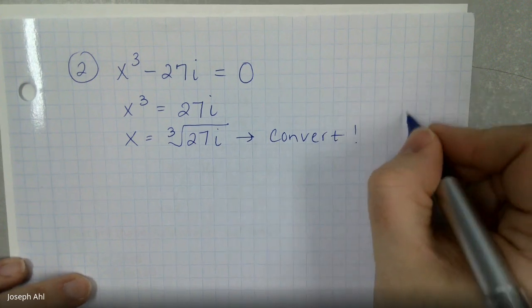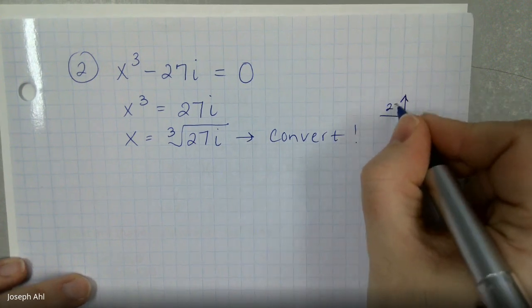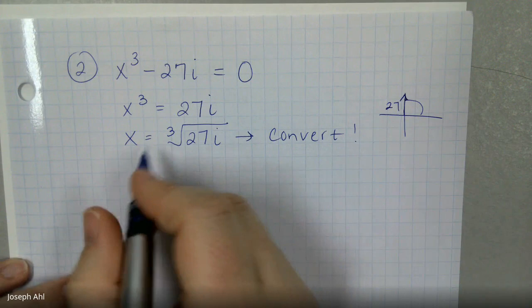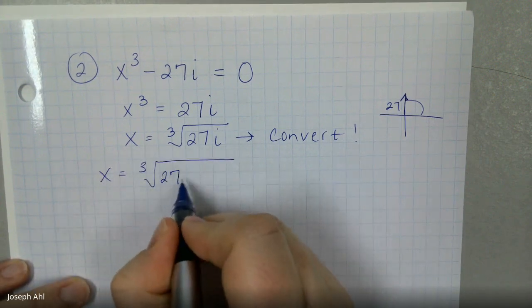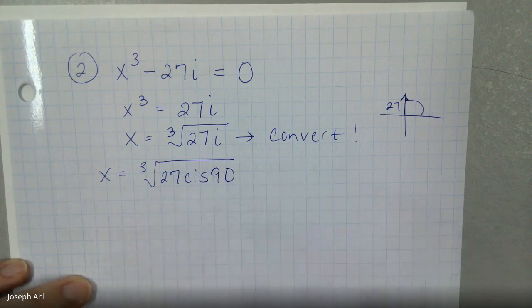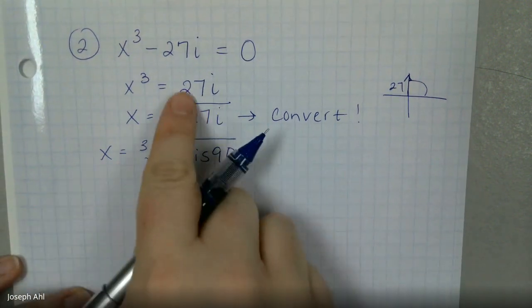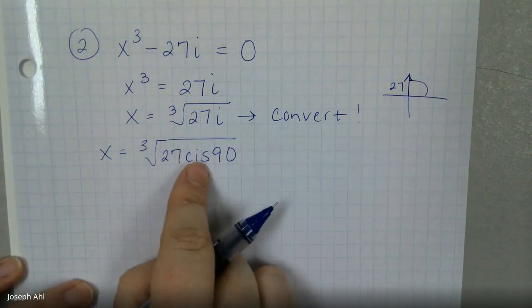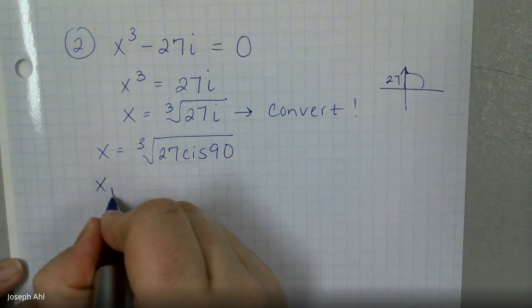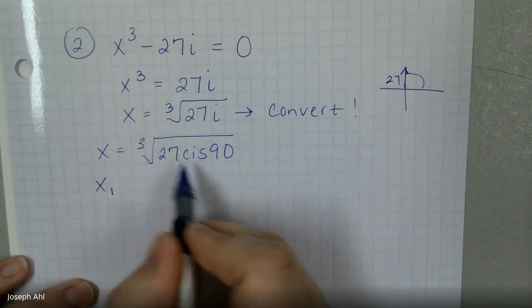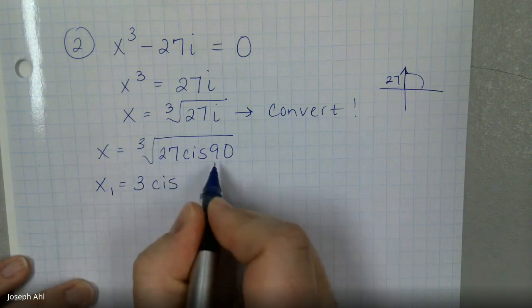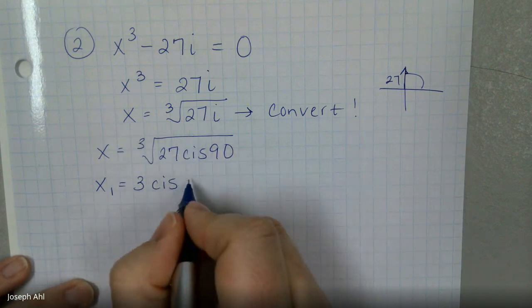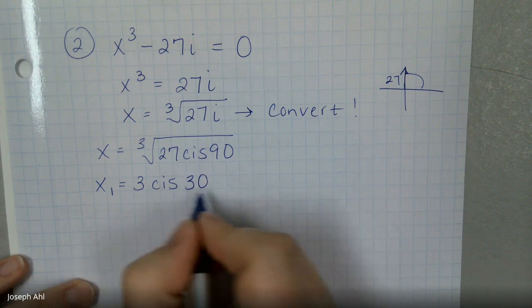Well, 27i would just be going up 27, so the angle there is 90. 27i converts to the cube root of 27 cis 90. So we got x alone, we converted to polar form. Your next step to get your first solution, the principal root, is apply DeMoivre's theorem. Take the cube root of 27, that's 3. And then the angle gets divided by 3. 90 divided by 3 is 30. So we got 3 cis 30 for the first solution.